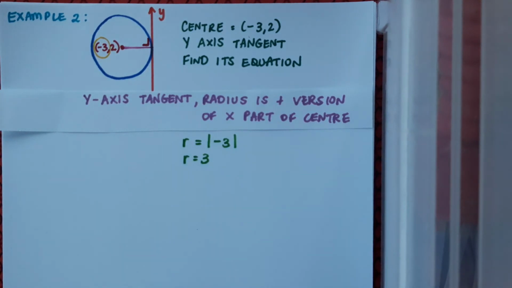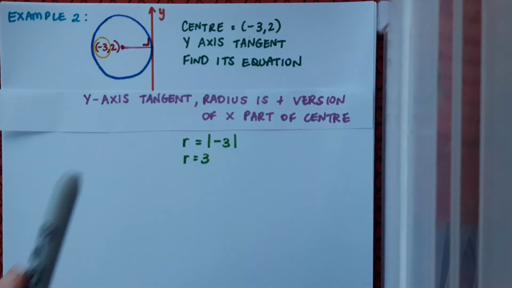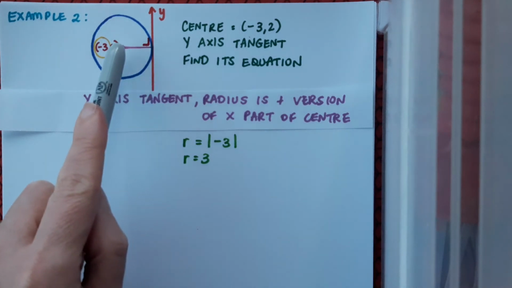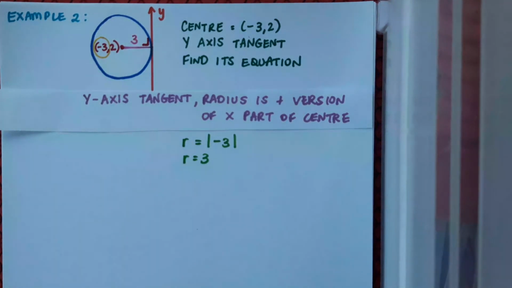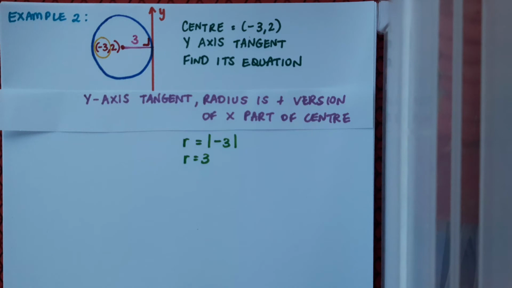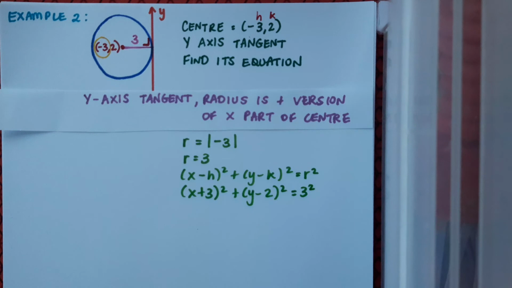And this makes sense because if you think about it, the point minus 3, 2 is 3 spaces out in this direction from the y-axis, because I have to go 3 spaces to the left to get to minus 3 on the x-axis. So just like before, now I've got my centre, I've got my radius, into the formula it goes, and we'll make the equation of the circle. Pause the video here yourself while you do that, and then play and see if you're correct. So I'll sub in my values, and I'll get x plus 3 squared plus y minus 2 squared equals 9.